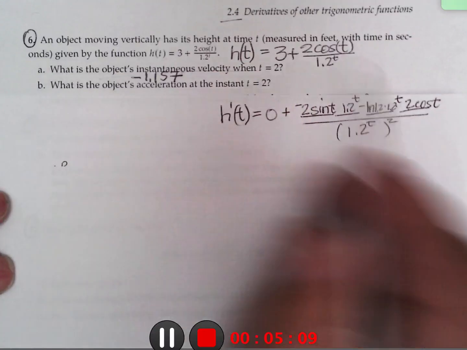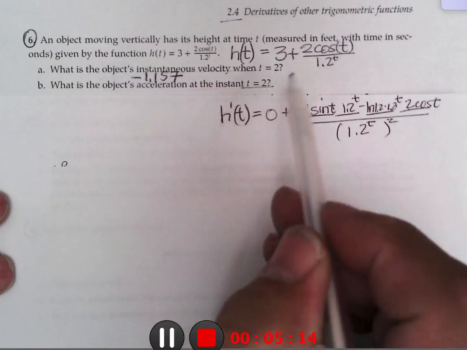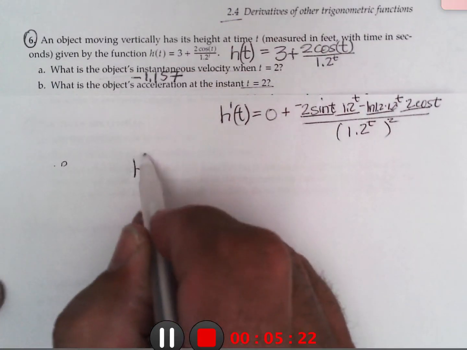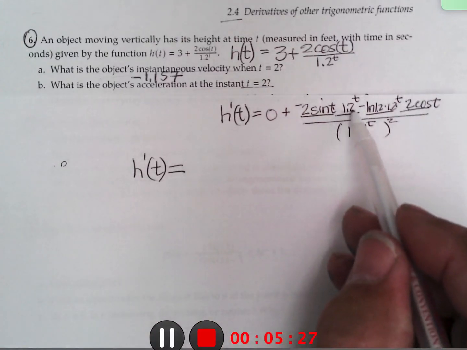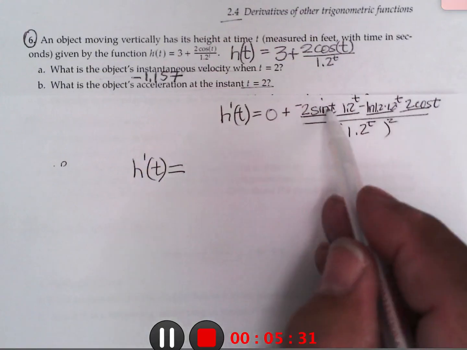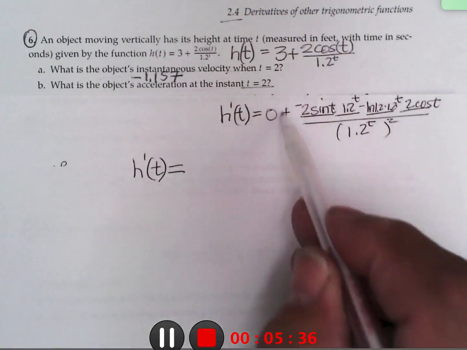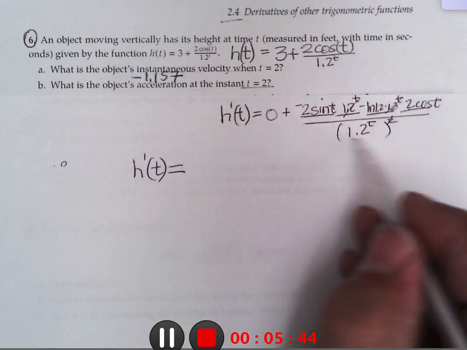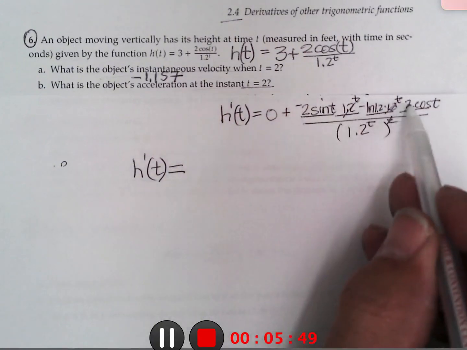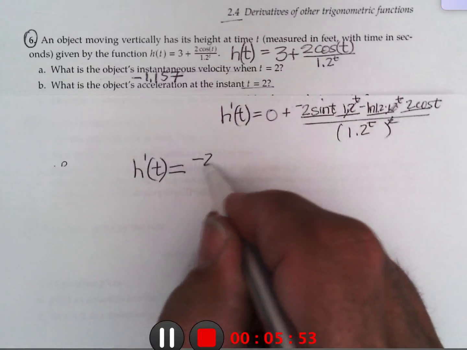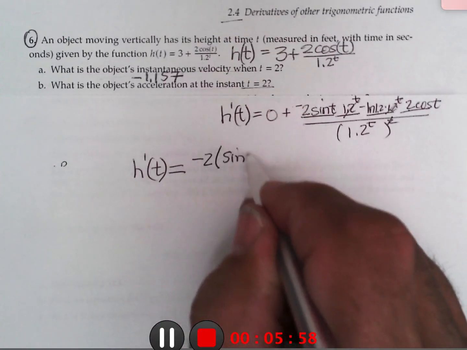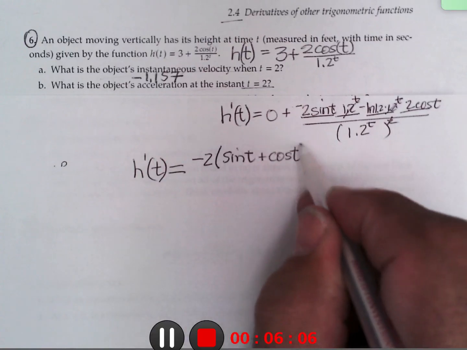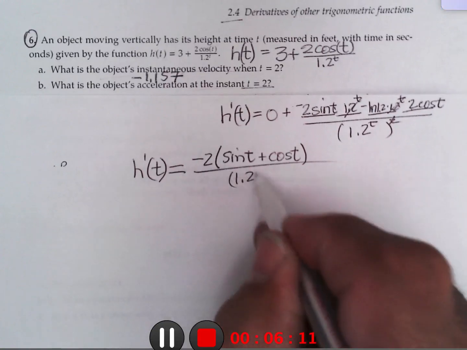Now they say, what is the object's acceleration at instant 2? So I have to take the derivative of the velocity. Oh my word. Let me clean this up a little bit. h prime of t equals, there's a 1.2 to the t in both of those parts of the numerator. So if I factored them out and canceled them with one of the 1.2 to the t's in the denominator, that would be gone, leaving 1.2 to the t in the denominator. There is a 2 in both of these, a negative 2 and a negative 2, so I can write negative 2, parenthesis, sine of t, took the negative out, so it's plus cosine t over 1.2 to the t. That's just cleaned up.